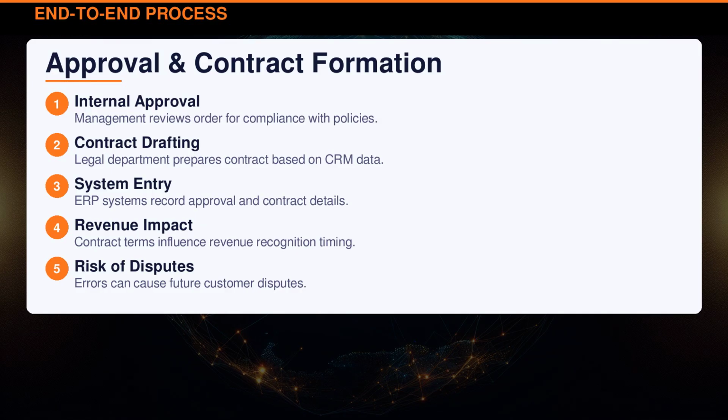This step is critical because it formalizes the agreement and impacts future revenue recognition. Errors in contract terms can lead to disputes and financial restatements. Systems like ERP help track these approvals and documentations efficiently.